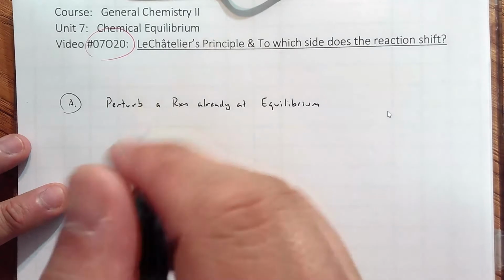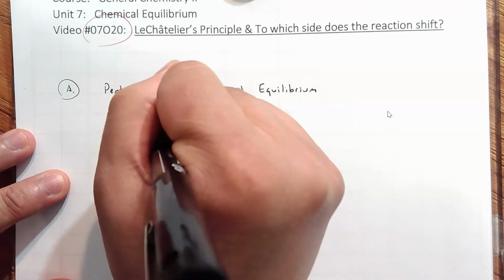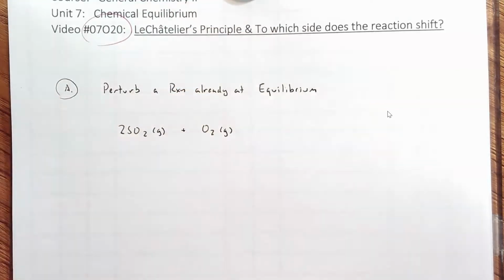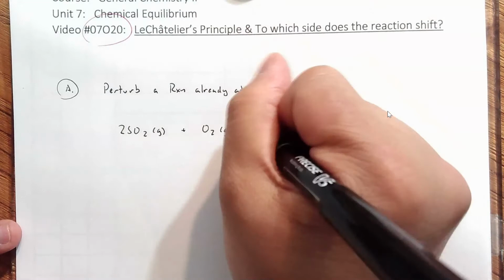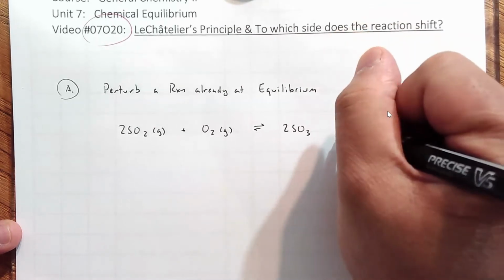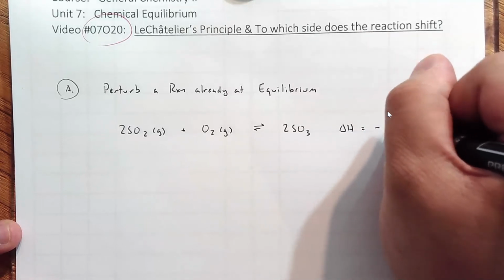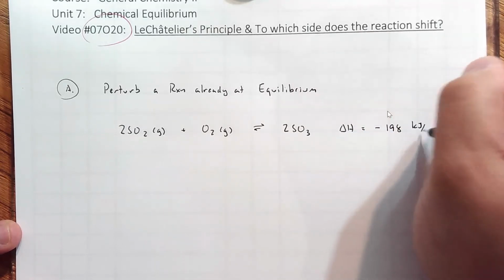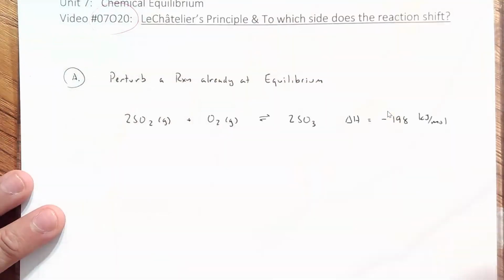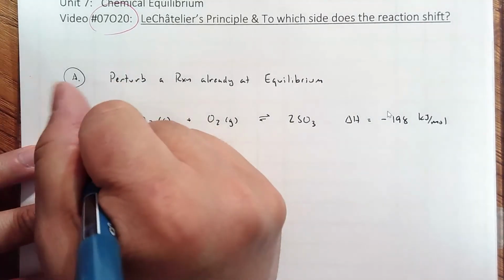The reaction we're going to look at throughout this whole video is 2SO2, sulfur dioxide, plus O2 gives us 2SO3, sulfur trioxide. And I'm going to give us enthalpy. Delta H equals negative 198 kilojoules per mole. So we know that this reaction is exothermic. Le Chatelier said this. I did it again. Le Chatelier said this.